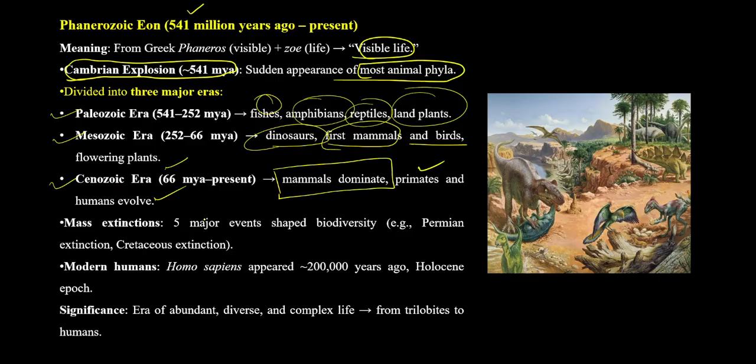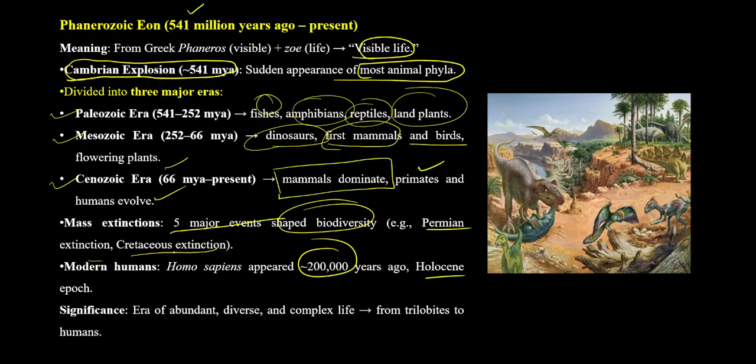Then mass extinction: five major events shaped biodiversity. Example: Permian extinction, Cretaceous extinction. These kinds of extinctions shaped the biodiversity. Then modern humans also appeared 2 lakh years ago, in the Holocene epoch.